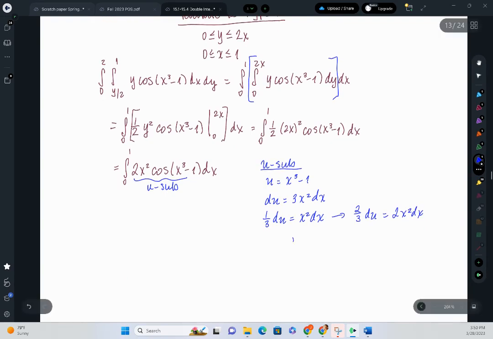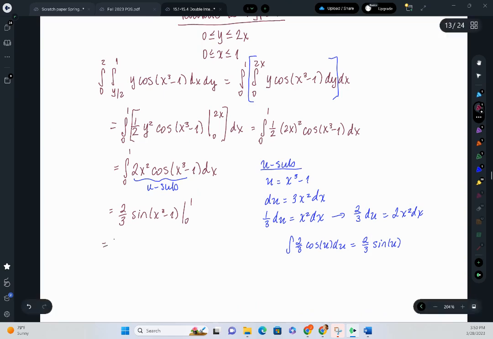Okay, and then in a u sub, I would be looking at the integral of 2/3 cosine of u du. That I can handle. The antiderivative of cosine is sine. So this just gives me 2/3 sine of u. Going back to my problem, I replace the u. This gives me, let's see, 2/3 sine of x cubed minus 1, evaluated from 0 to 1.